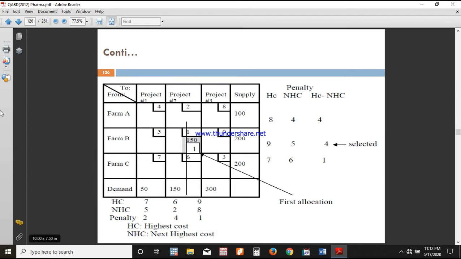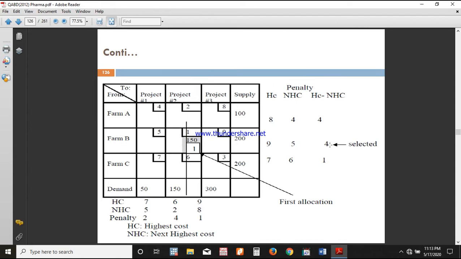Therefore, based on this, here in the first row, the highest cost is clearly 8. The next highest cost is 4. Therefore, the penalty is the highest cost minus the next highest cost, 8 minus 4, which becomes 4. Here in the second row, 9 minus 5 becomes 4. And in the third row, the highest cost is 7, the next highest cost is 6. 7 minus 6 clearly becomes 1.